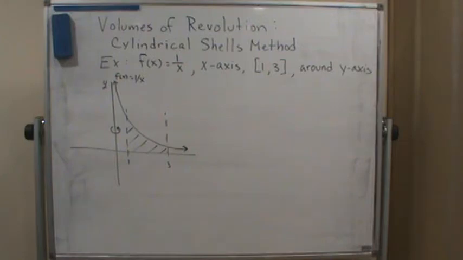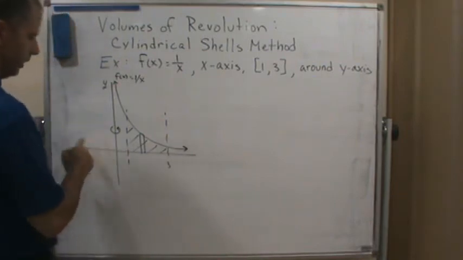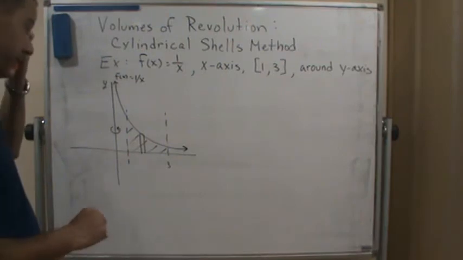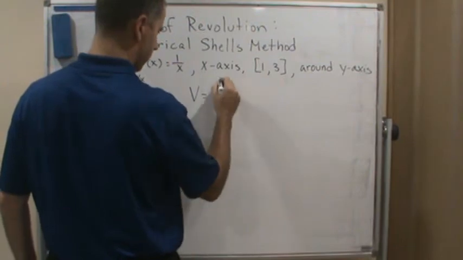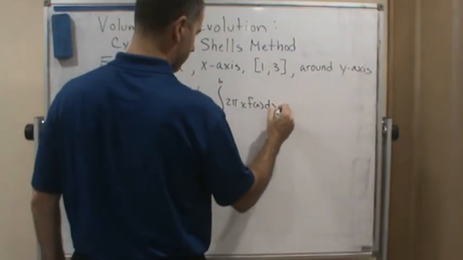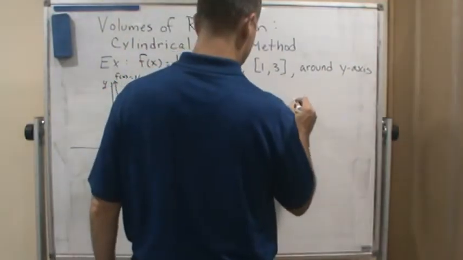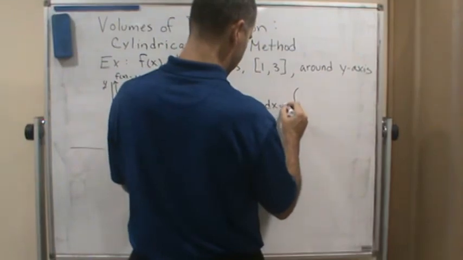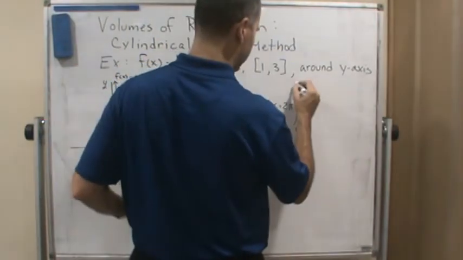So now I've got an idea, right? Again, our rectangles are going to go parallel to the axis of rotation. And so to use the cylindrical shells method, I'm going to use the formula. Now, looking at my picture, I know what the interval is. Again, I'm going to pull out 2 pi, because that's a constant. And then I'm going to go from 1 to 3, right?